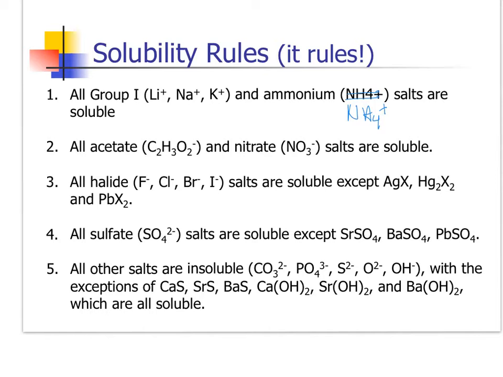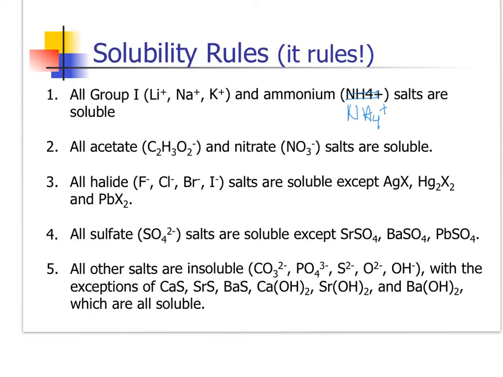Number 2 says that all acetates and nitrate salts are also soluble. So say you see a compound that has an acetate in it. If it is sodium acetate, that means it is soluble because of Rule 1, not because of Rule 2. Rule 2 just so happens to be there. So the rules actually go in order.